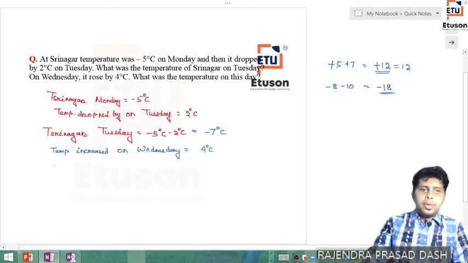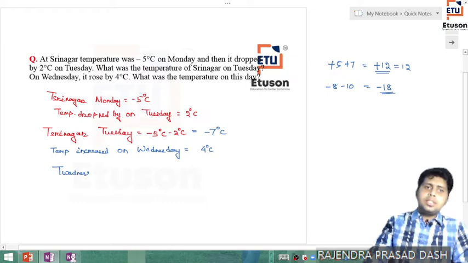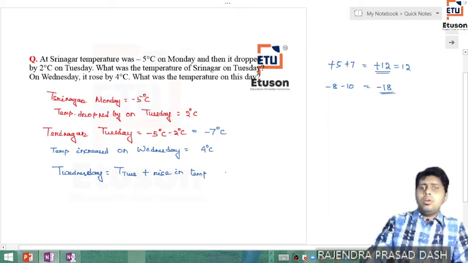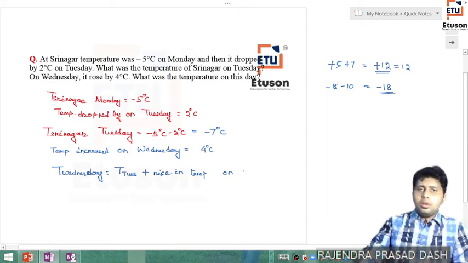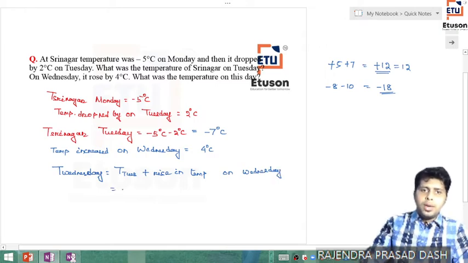So we are adding. So the temperature of Wednesday will be the temperature of Tuesday plus the rise in temperature on Wednesday. Right. So what is the temperature on Tuesday? On Tuesday the temperature was minus 7 degrees Celsius. The rise in temperature is 4 degrees Celsius. So minus 7 degrees Celsius plus 4 degrees Celsius.